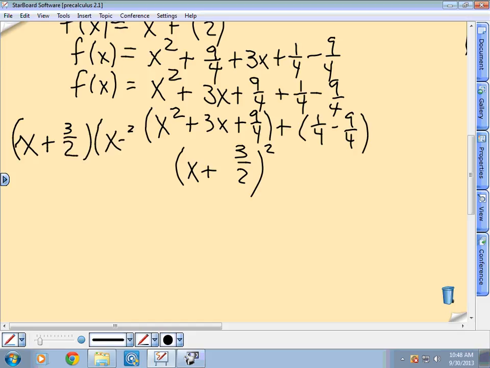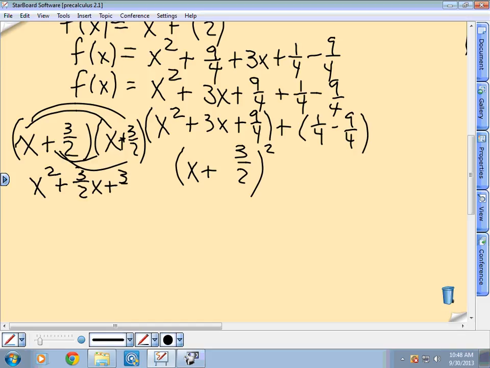Why minus 3 halves? You could use FOIL. Plus, oh, it's plus. Yeah, they're both plus. I'm sorry. So x times x is x squared plus 3 halves x plus 3 halves x plus 9/4. And so what is 3 halves x plus 3 halves x?